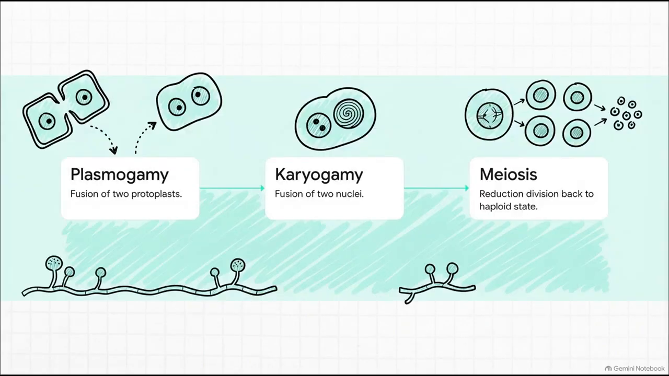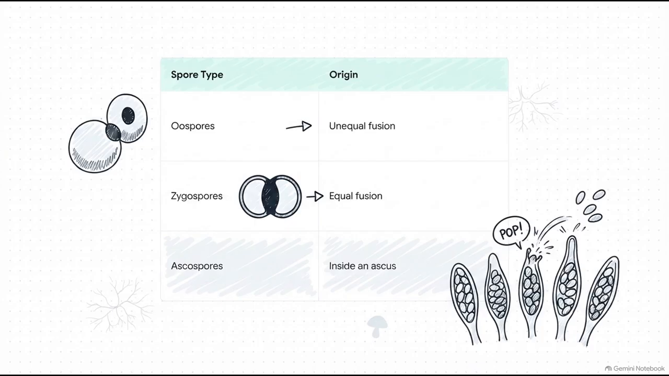But fungi don't just clone themselves. They also utilize highly structured sexual reproduction to ensure genetic diversity. Think of this process as a strict biological assembly line with 3 very distinct phases. Phase 1 is plasmogamy. This is the fusion of 2 protoplasts, bringing 2 compatible nuclei together into the exact same cell. Phase 2 is karyogamy, the actual fusion of those 2 nuclei to form a singular, diploid nucleus. And finally, phase 3 is meiosis. This is the vital reduction division that returns the nucleus back to its haploid state, perfectly primed to form a brand new sexual spore.